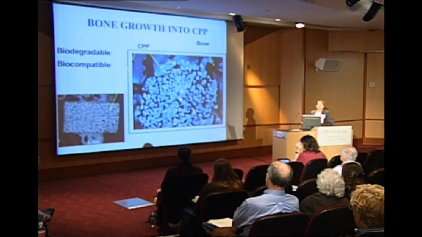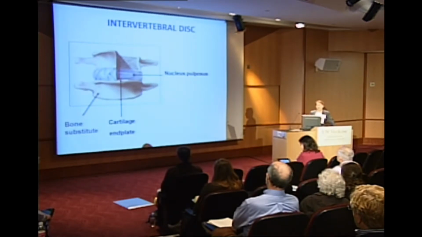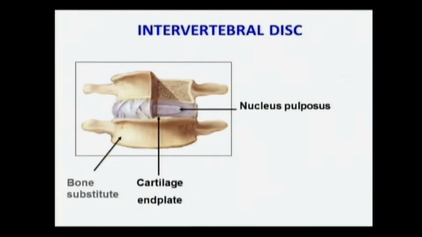The other thing to note is that there's no reaction to it. So it's something that is well tolerated by the body, in part because it's made from calcium and phosphate. So we had a bone substitute that we thought was appropriate to use. So the next question we asked was, can we grow tissue on this bone substitute?